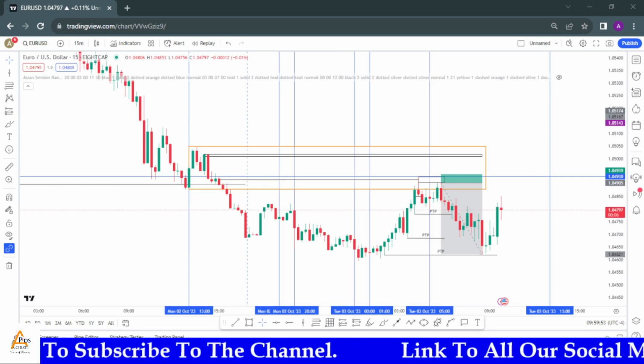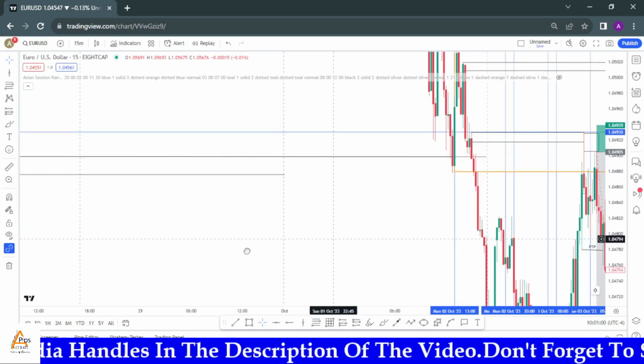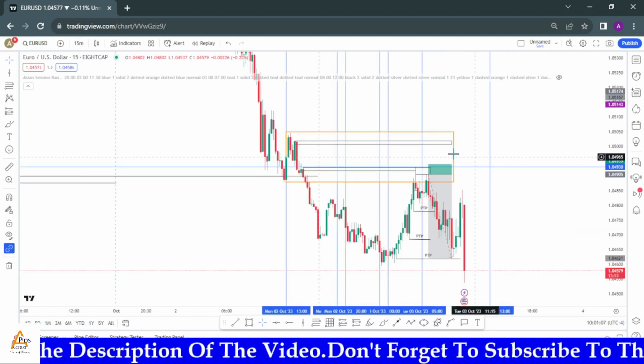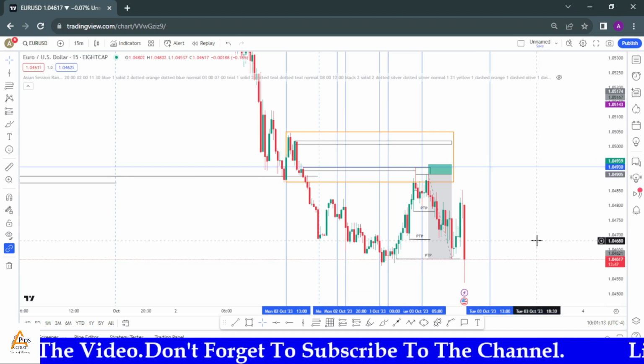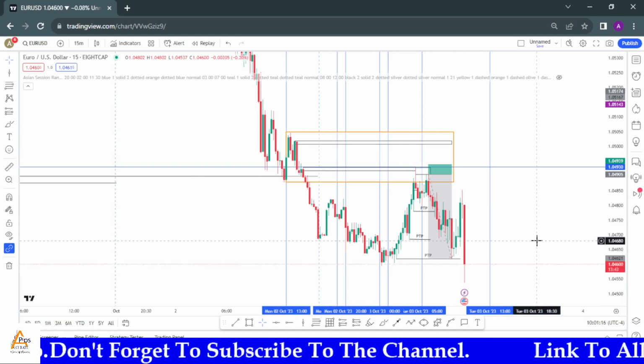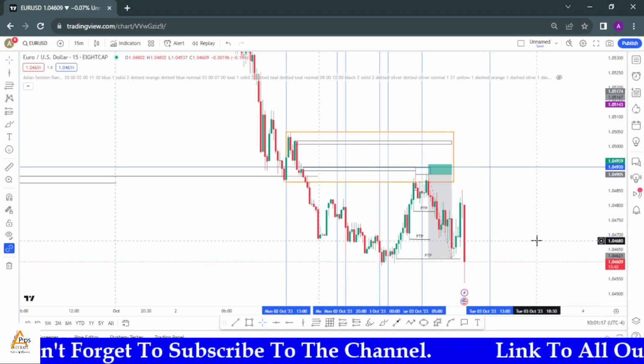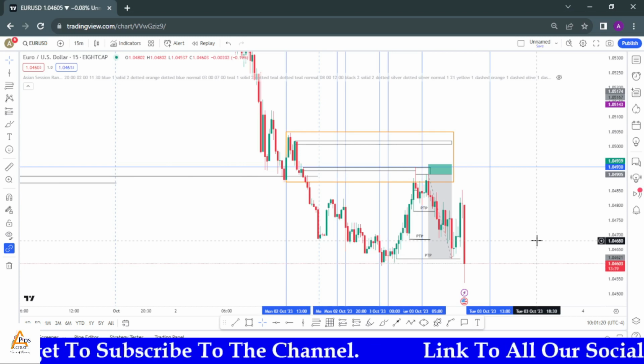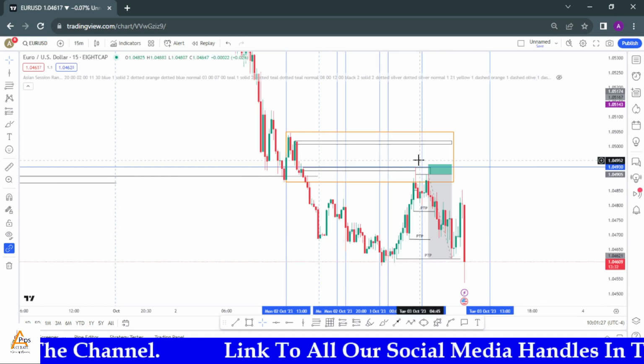Okay, so now if you see here, those of you who pay attention to this area where I took this trade from, you realize that the trade I took here wasn't based on order block, but it was based on order flow. You see that this 15-minute order flow was not mitigated before price came back here.